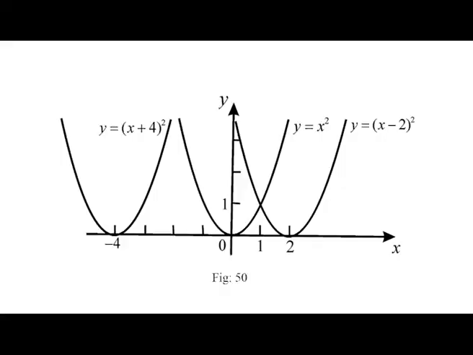adding 4 to x in y = x² to get y = (x + 4)² shifts the graph 4 units to the left. Adding −2 to x in y = x² to get y = (x − 2)² shifts the graph 2 units to the right.